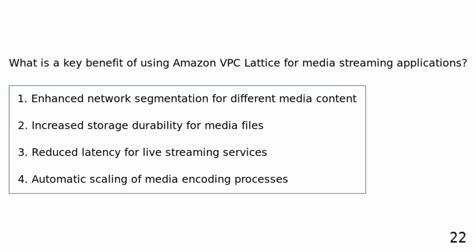What is a key benefit of using Amazon VPC Lattice for media streaming applications? Enhanced network segmentation for different media content. Increased storage durability for media files. Reduced latency for live streaming services. Automatic scaling of media encoding processes.